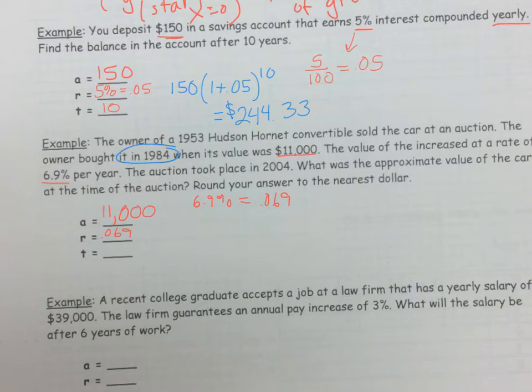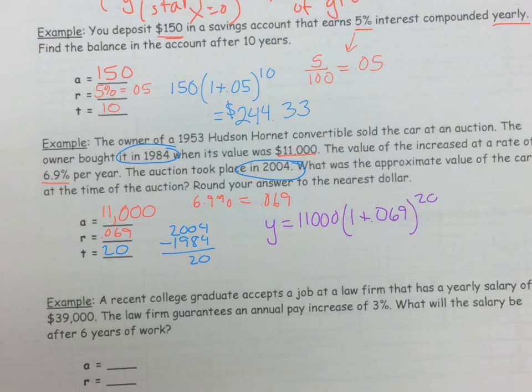Okay, now for time, we have to do a calculation here. So look, they bought it in 1984 and the auction took place in 2004. How many years was that? Well, 2004 minus 1984. Hopefully you can see that that would be 20 years. So that's our time. Okay, so plugging this into our equation, the value is equal to the start value, 11,000 times 1 plus 0.069 to the 20th power.